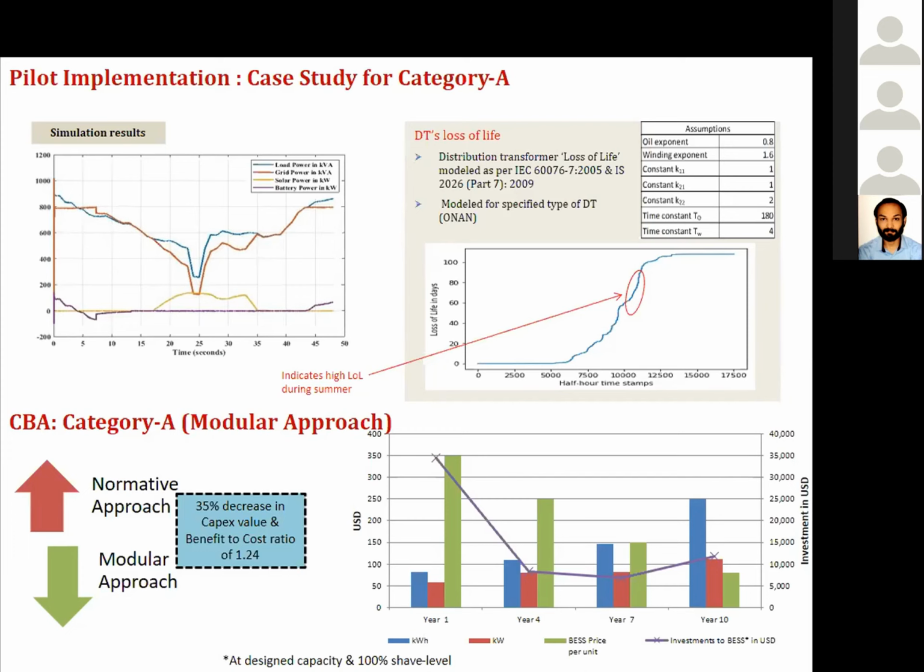And in the cost-benefit analysis, we have assumed the modular approach. We see a 35% increase in the capex value and the benefit to cost ratio is 1.25.